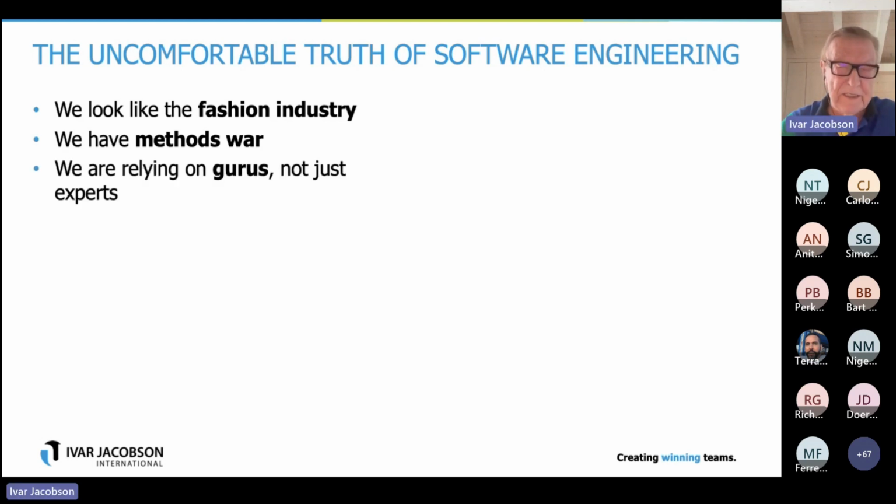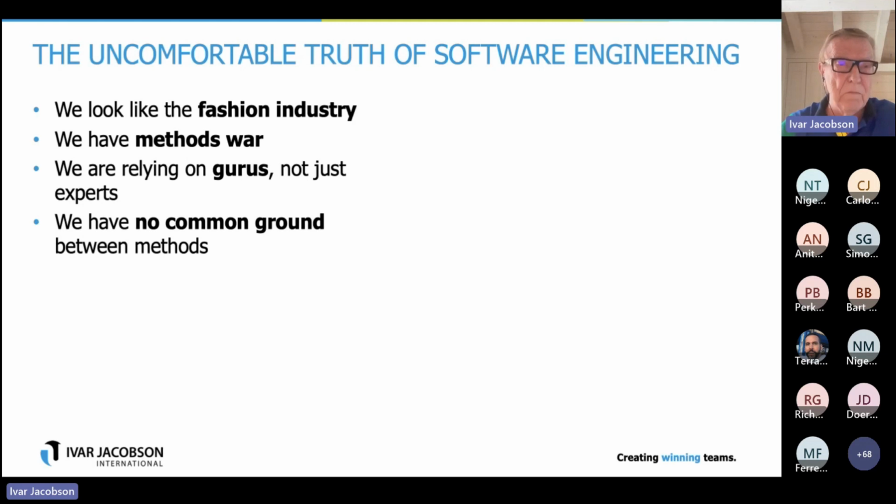We have gurus. I was once a guru around Rational Unified Process. It was fun, but stupid. I don't think we should have any gurus. We should have experts. Yeah, we can have people who know more, but gurus are methodology salespeople. And we have no common ground between methods. So every method is like an isolated island. If you have learned one and want to learn another, you have to start over as if you were a freshman.